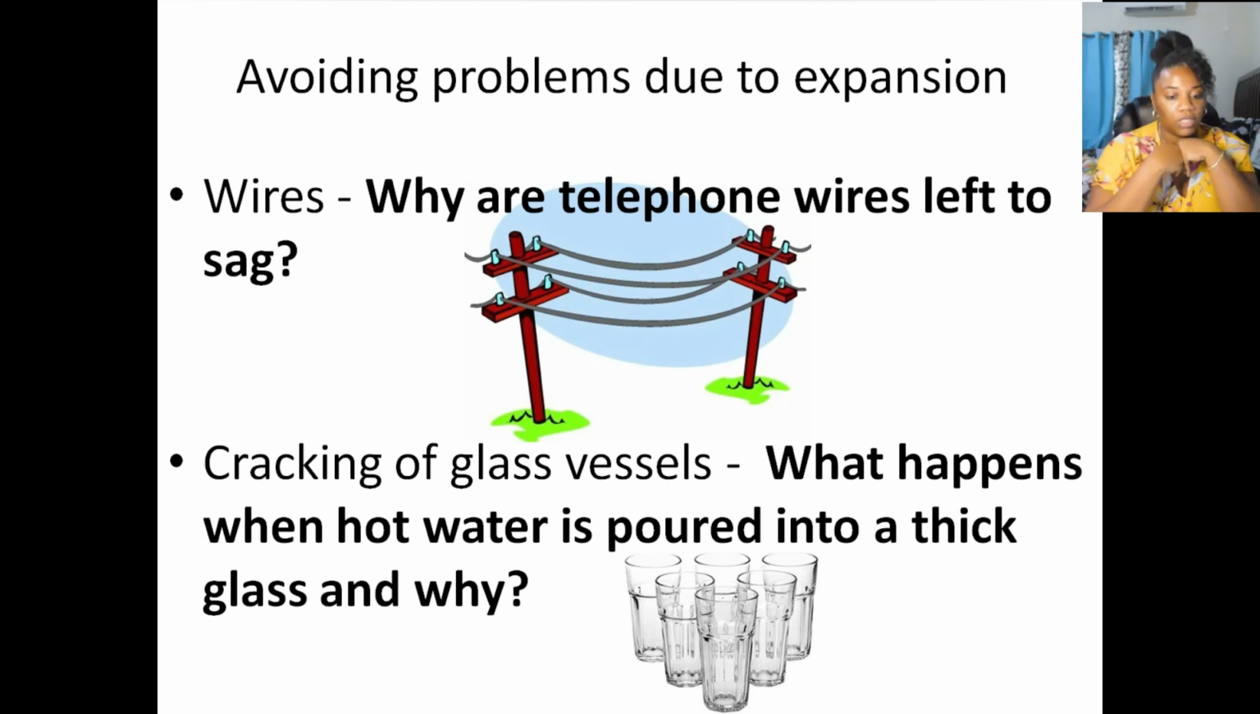Now, cracking of glass vessels. What happens when hot water is poured into a thick glass, and why? Exactly. When hot water is poured into a very thick glass, the glass is not given time to heat up uniformly, and because of that, there's sudden vibration happening at the bottom of the glass that's not happening at the top. All the atoms are going crazy, and so eventually they crack, because what's happening at the bottom is not what's happening at the top. That causes fissures and cracks in the glass. So due to heat not heating up the glass uniformly and a difference in temperatures between the two, cracking occurs.